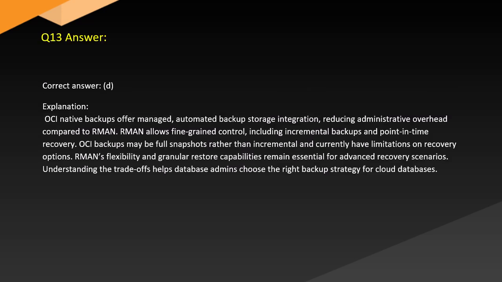Answer. Correct answer, D. Explanation. OCI native backups offer managed, automated backup storage integration, reducing administrative overhead compared to RMAN. RMAN allows fine-grained control, including incremental backups and point-in-time recovery. OCI backups may be full snapshots rather than incremental, and currently have limitations on recovery options. RMAN's flexibility and granular restore capabilities remain essential for advanced recovery scenarios. Understanding the trade-offs helps database admins choose the right backup strategy for cloud databases.